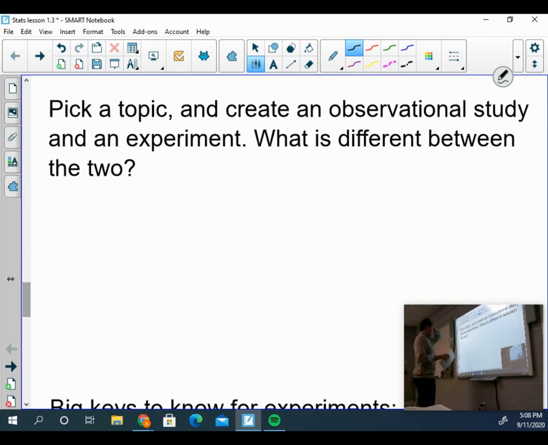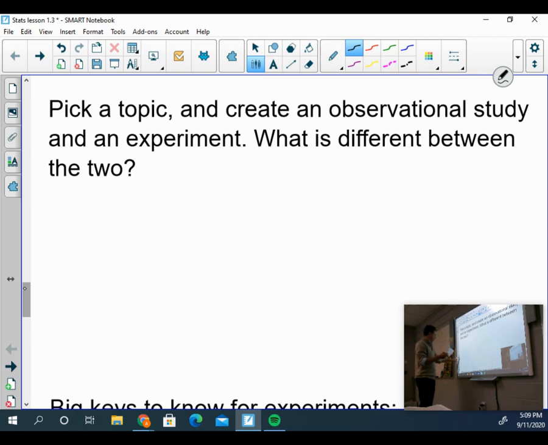If you want some extra practice, think of a topic on your own. Something that relates to you, whether it's music, video games, or, since you live in a rural community, maybe farming. Whatever you're into, pick a topic and create an observational study and an experiment and look at the key differences. If you're unsure whether your answers are correct, shoot me an email and I can check your work. But this is just an option. If you want to really get this down in your brain, come up with your own example.